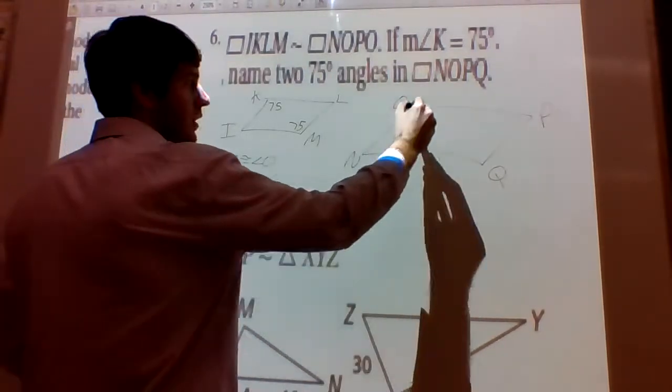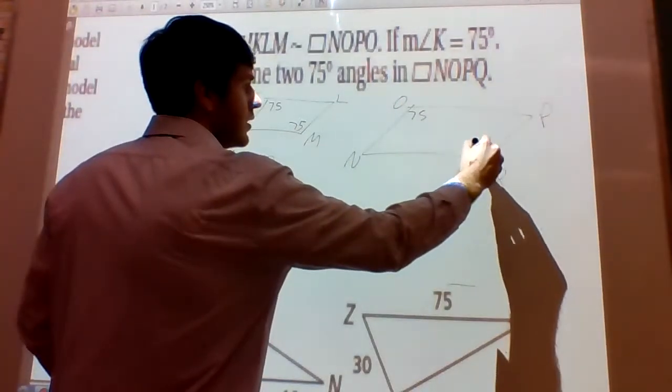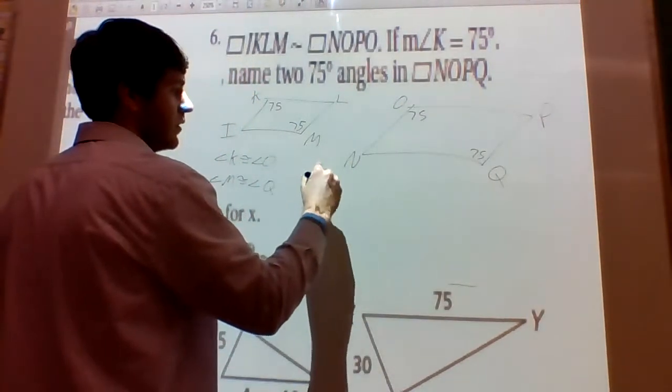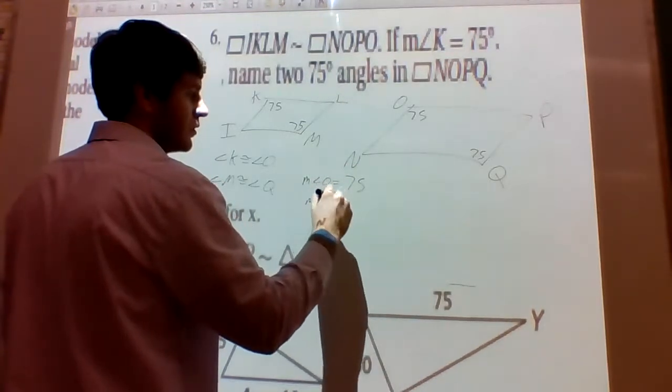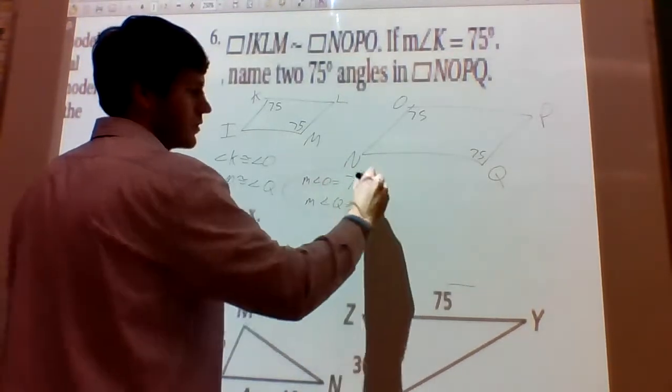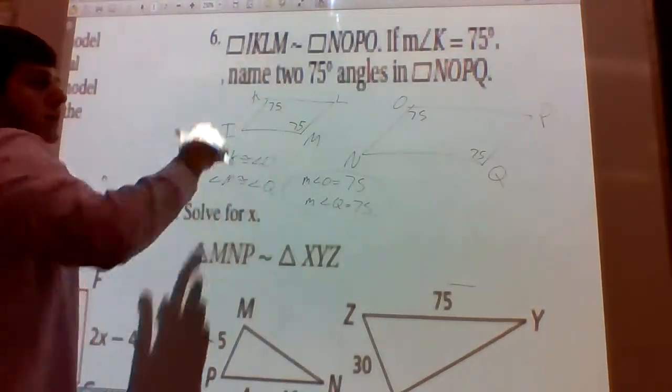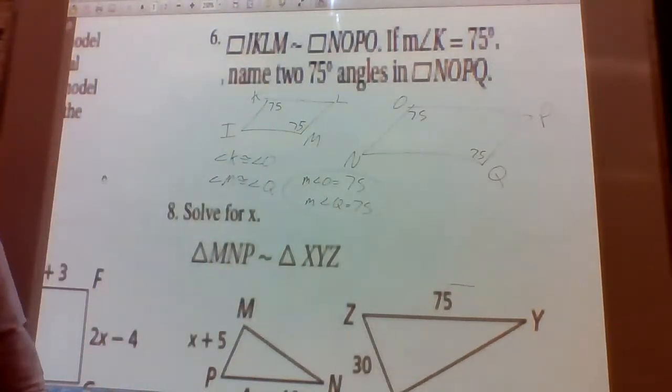Therefore, we know that the measure of angle O is going to be 75, and the measure of angle Q is also going to be 75. There's congruent angles. Corresponding angles in similar triangles are congruent. The angle pairs are congruent.